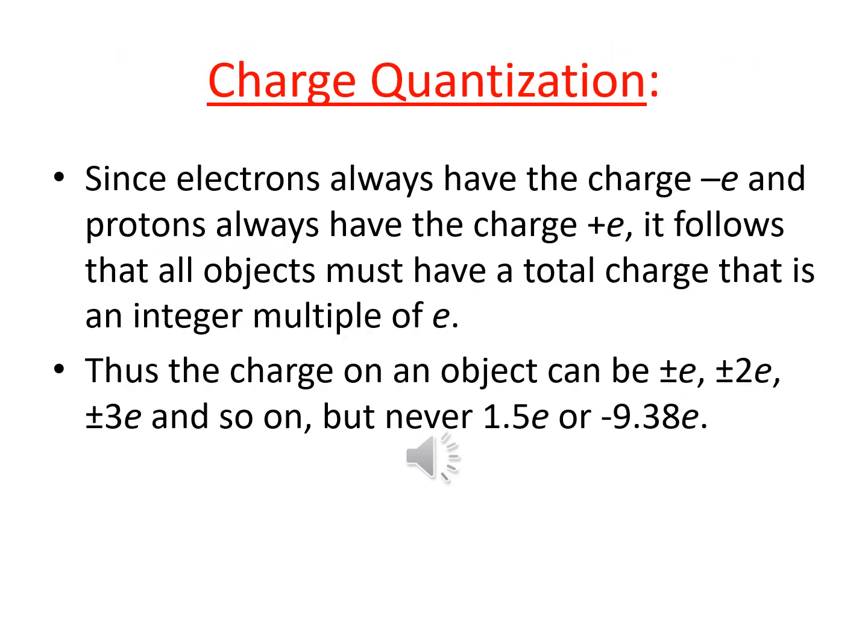Charge quantization. Since electrons always have the charge negative e and protons always have the charge positive e, it follows that all objects must have a total charge that is an integer multiple of e. Thus, the charge on an object can be positive or negative e, positive or negative 2e, positive or negative 3e, and so on. But it is never a decimal like 1.5e or negative 9.38e. So the charge of objects is always an integer multiple of e, and it's never a decimal. It will always be a whole number. Because we must conclude that we cannot have half an electron or a quarter of an electron or a proton in an atom.